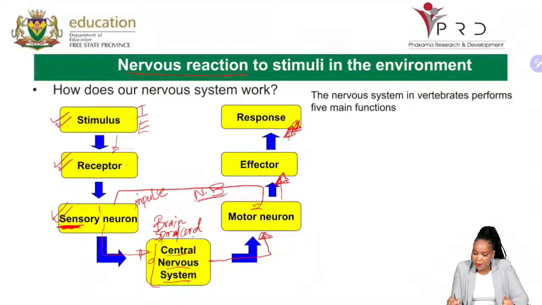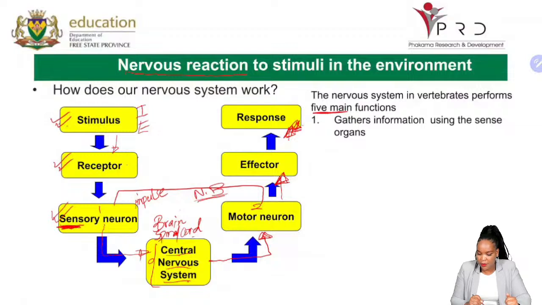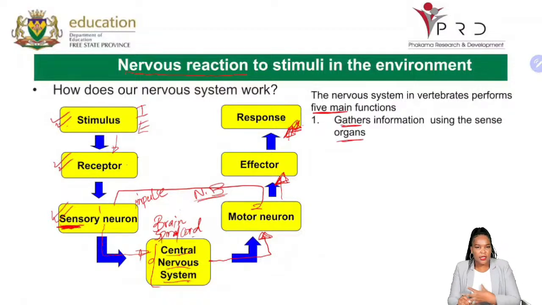The nervous system in vertebrates performs 5 main functions. We've spoken about those functions, but without mentioning them one by one. So now let's look at them one by one. What is the main function? The first one is to gather information using the sense organs. So all your sense organs in the body. You did the sense organs when you were still in primary school, you remember? You use them to gather information. So the nervous system uses the sense organs to get the information from the environment.